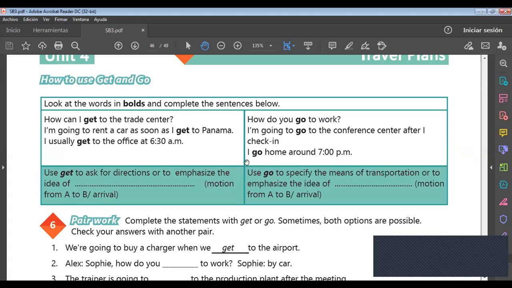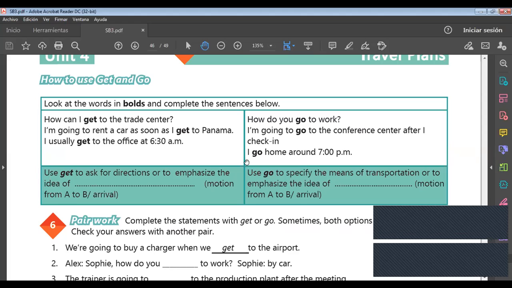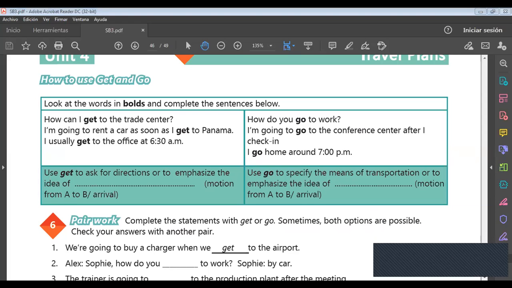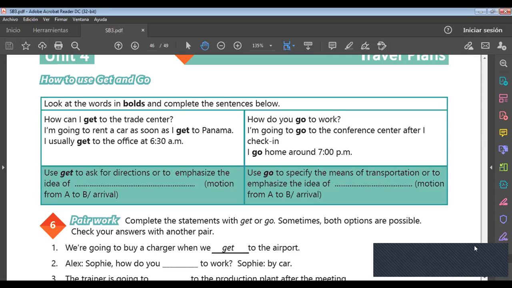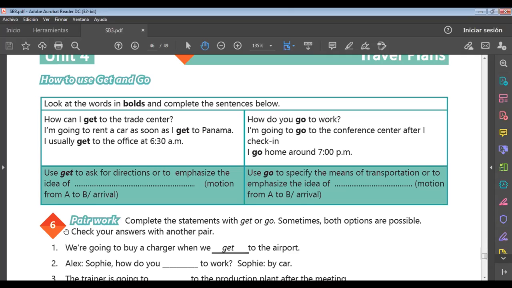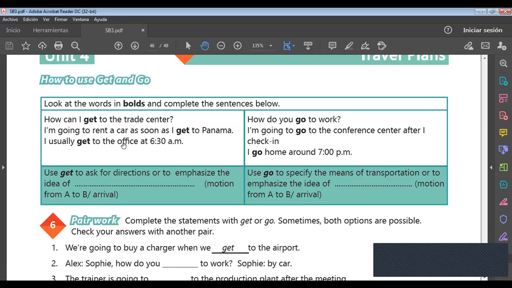Now, I'm going to explain, guys, because I know you have some questions about the use of go and get. Okay, so look at these expressions. How can I get to the trade center? I'm going to rent a car as soon as I get to Panama. I usually get to the office at 6:30 a.m. So use get to ask for directions and also to emphasize the idea of motion from A to B or arrival. What is the correct option? Arrival. Exactly, arrival. So we use get para preguntar cómo llegar a un lugar o para enfatizar la idea de llegar a un lugar.